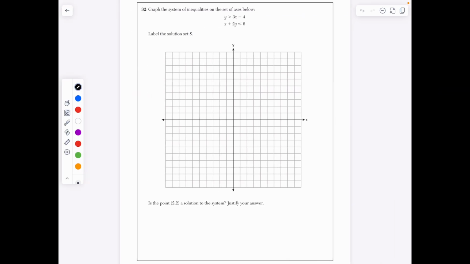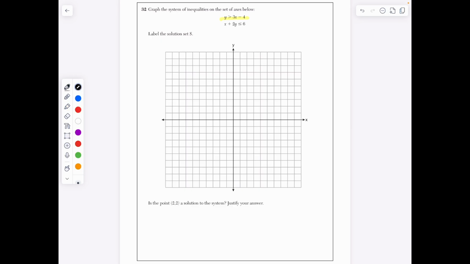Okay, let's look at 32. We're going to graph a system of inequalities and look to see where the solution set is, in other words, where our two inequalities overlap. I like being able to graph by hand, but you could use your graphing calculator if you want. I'm going to start with the very first one, and we're going to graph y is greater than 3x plus 4.